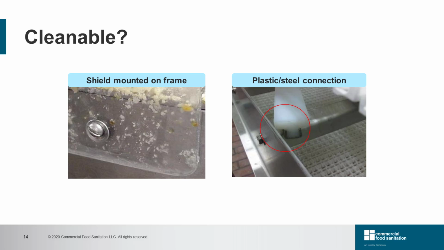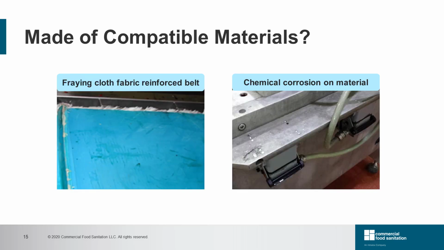The picture on the right has been taken in a chicken processing facility. The polyethylene conveyor wear strip is tightly fitted into the stainless steel support profile. This design cannot be disassembled for cleaning, and this can become a harborage area for microorganisms which over time can contaminate the product. What about these two pictures?